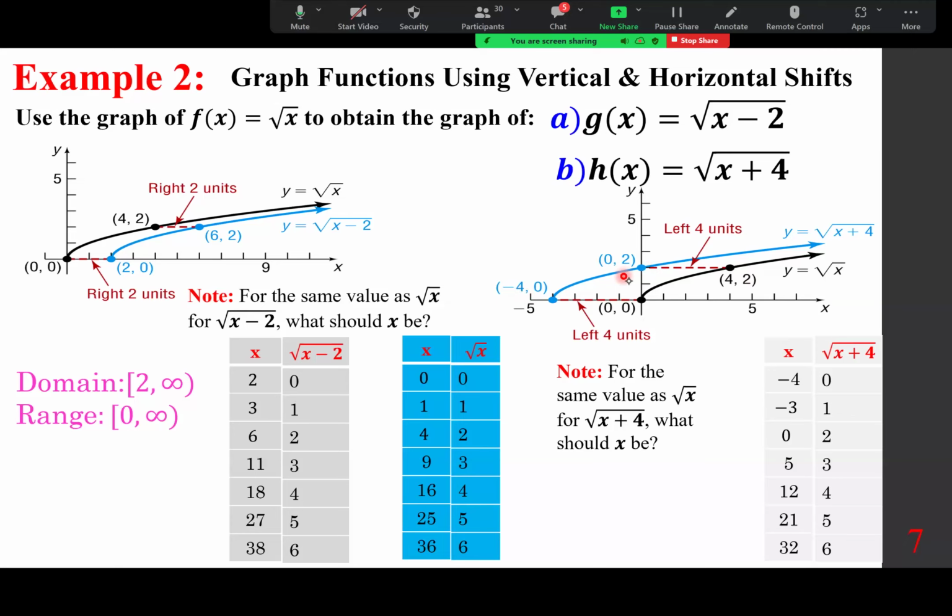So what is the result? The domain has changed now from 0 to infinity for the basic one to -4 to infinity, but the range doesn't change. So domain from -4 to infinity, the range doesn't change from 0 to infinity.